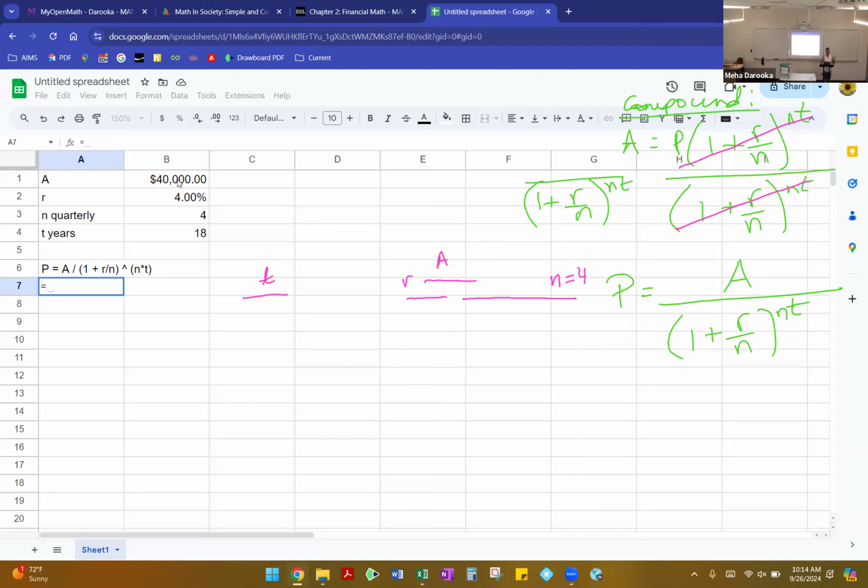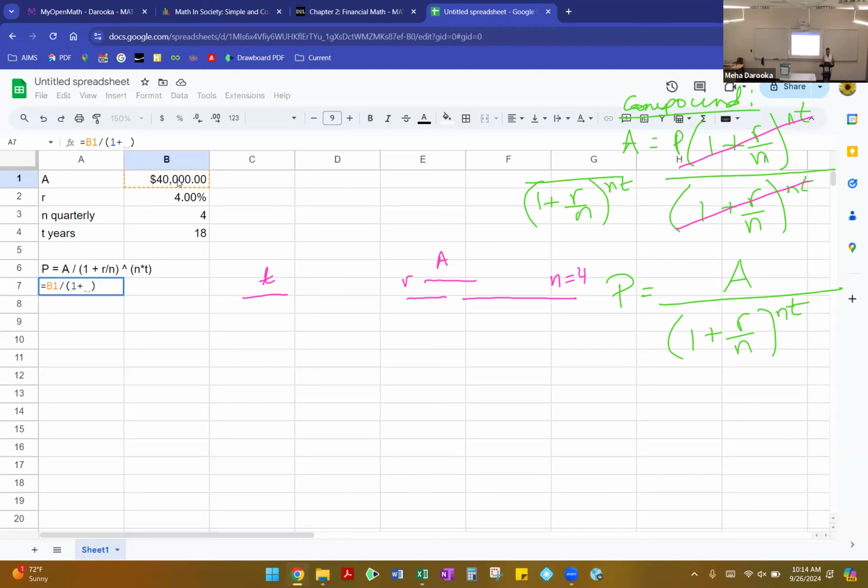And then we're doing A, which is 40,000, and then we're going to divide A, because A is the only value on the top. So everything on the bottom needs to go in parentheses, because we need to tell the program that 1 plus R divided by N and raised to the power of NT is one single quantity. So we need to do it in parentheses. You'll see I went ahead and did my blank parentheses first, and now I can type in my values.